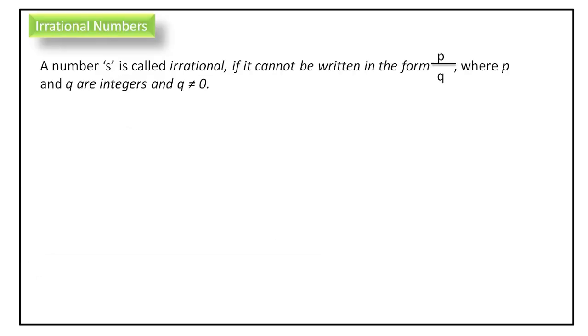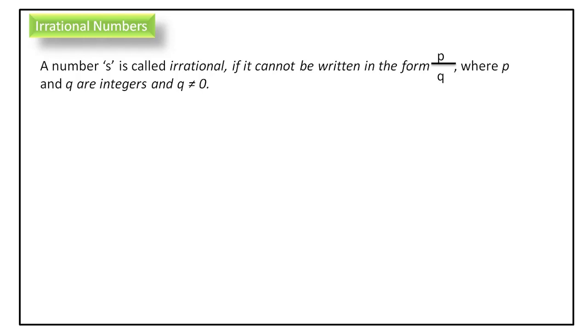Now we see irrational numbers. An irrational number is represented as S. A number S is called an irrational number if it cannot be written in the form p by q, where p and q are integers and q is not equal to 0. Now we see the square root values of 1 to 10. Among these values, we see which is a rational number and which is not a rational number, that is, an irrational number.